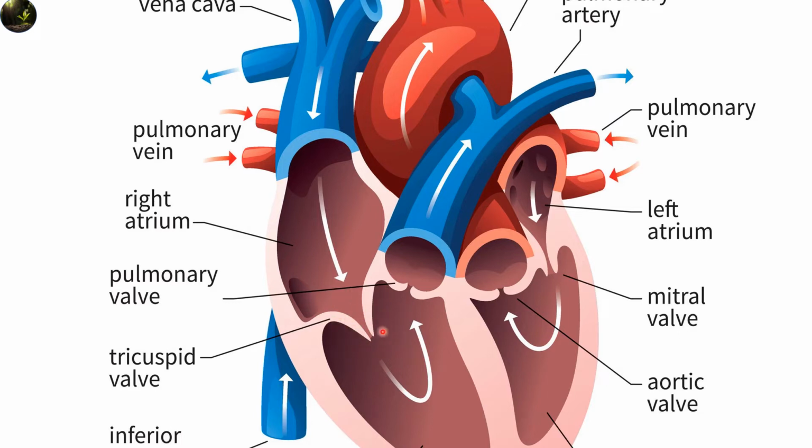Here you can see tricuspid valve. Then this one is bicuspid or mitral valve. Then two semilunar valves are here. This is pulmonary semilunar valve and this is aortic semilunar valve.